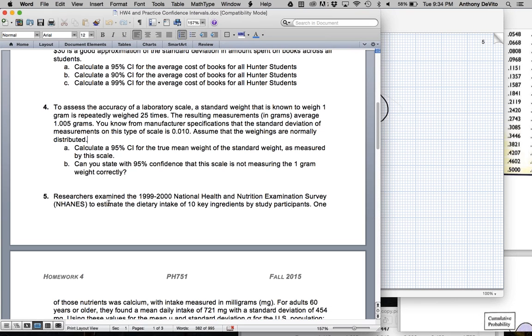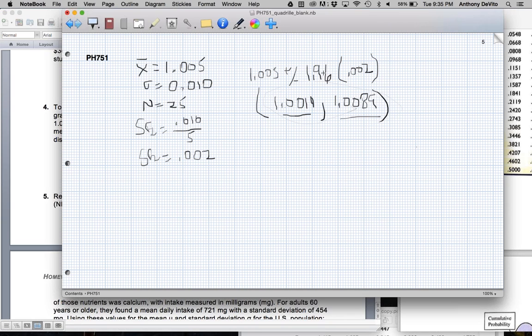Okay, so let's take a look at the next question I have here. Can you state with 95% confidence that this scale is not measuring the 1 gram weight correctly? Well, in fact, we're 95% sure that it's measuring the 1 gram weight on the high side. Okay, and why is that? Because 1.0000 is outside of my confidence interval. So I'd say to myself, boy, it really looks like we have a high level of confidence, like 95% confidence, that it's not reading 1 gram correctly.